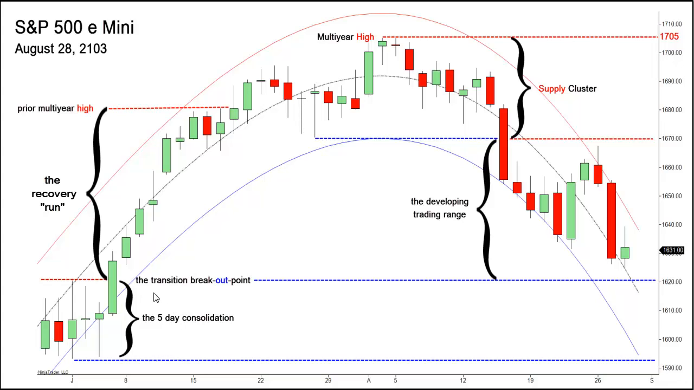It was at this 5-day high at or near 1620 that the S&P transitioned out of consolidation and rallied back up to the prior multi-year high. We have been stating in our daily briefings and in our market commentary for some time that the 1620 price level is the key support level.